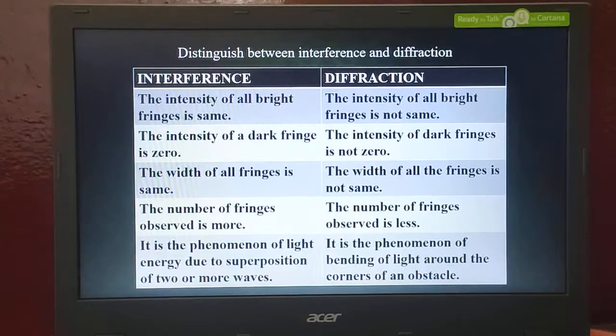The number of fringes observed is more. In the case of an interference pattern, we will get more interference fringes. If we do that practically, we will get more interference fringes, that is bright and dark, thousands or hundreds of bright fringes or dark fringes. But in the case of diffraction, we won't see that many fringes. The number of fringes we observe is very less in the case of a diffraction pattern.